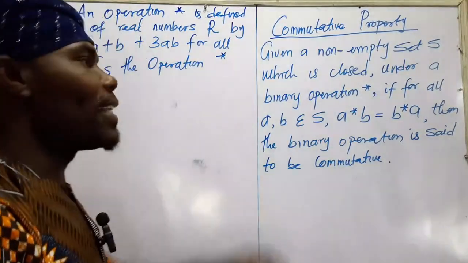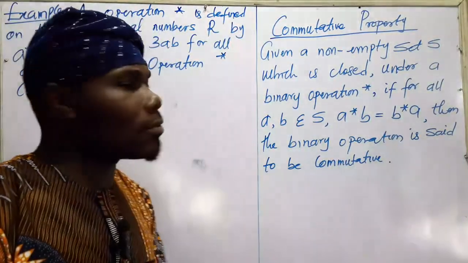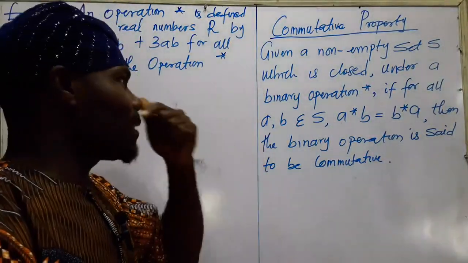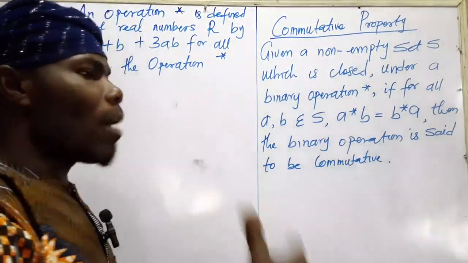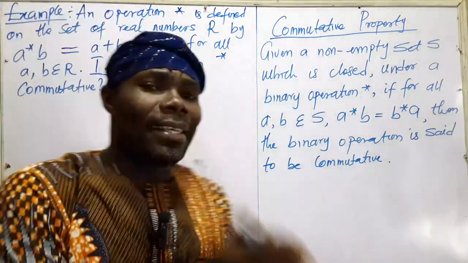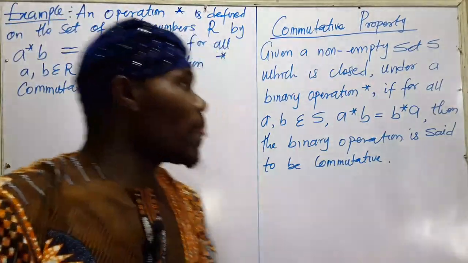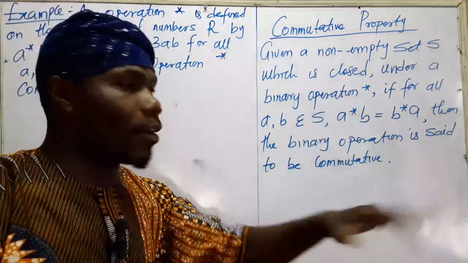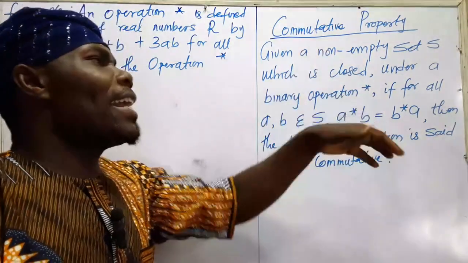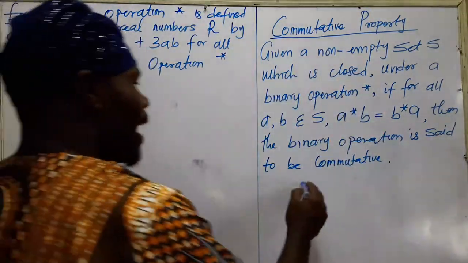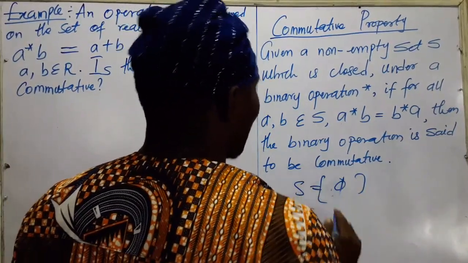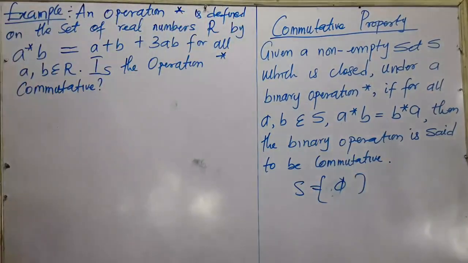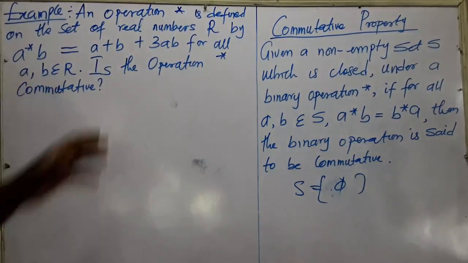So many people find it difficult, in my comment sections, to understand a given non-empty set. When we talk about a non-empty set, it is the set that contains variables. It is the set that has numbers in it. So it is not an empty set; it contains values. So let's have a very good example that explains commutative property.